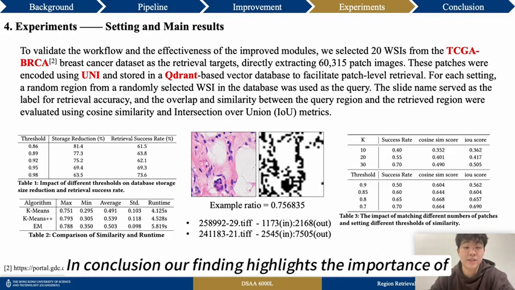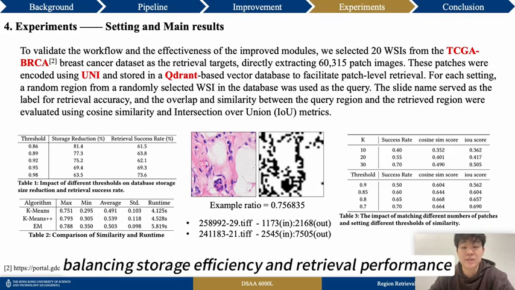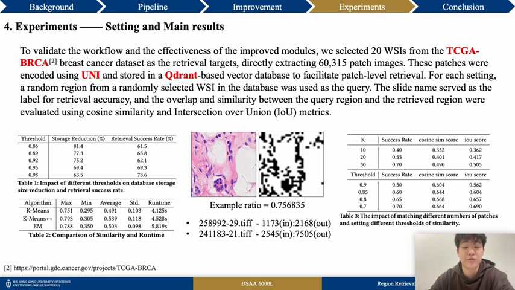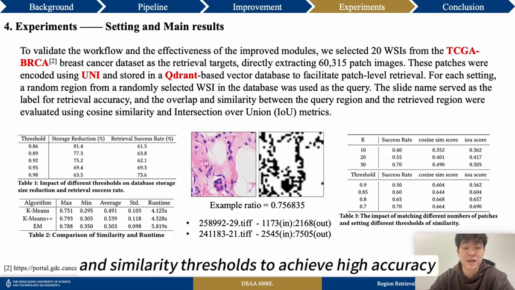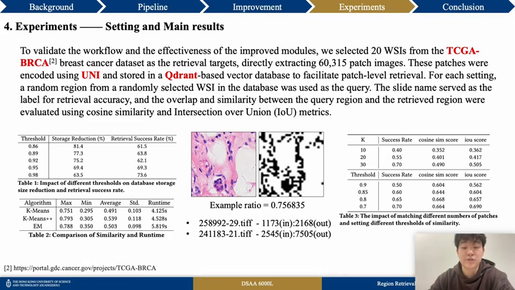In conclusion, our findings highlight the importance of balancing storage efficiency and retrieval performance, optimizing algorithm selection, and tuning parameters like patch counts and similarity thresholds to achieve high accuracy.